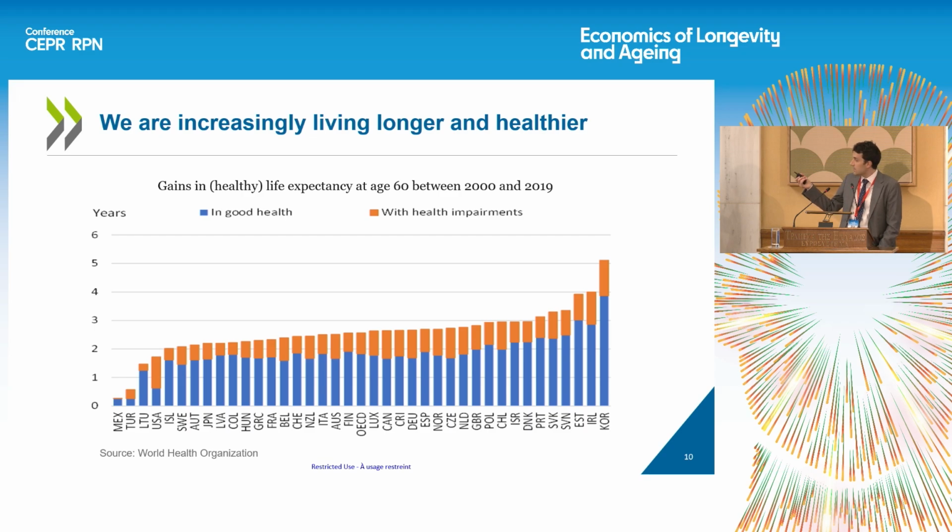Here's a variant of a slide that we've seen before. This is not the gains in life expectancy at birth, but the gains in life expectancy at age 60 that all OECD countries experienced between 2000 and 2019. You can see that those gains are really quite substantial. So all OECD countries have seen meaningful increases in life expectancy at age 60. What is perhaps even more important is that a lot of those additional years are actually spent in good health.